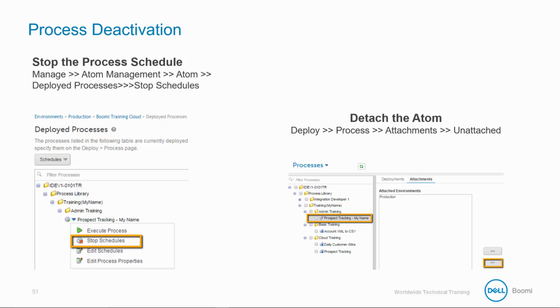We've explored some of the key administration features for the production process, so now let's review the ways we can deactivate a process to prevent it from running on an atom. This is important in emergency situations where data needs to stop syncing. To stop the process, schedule via manage atom deployment, and we're going to detach the atom via deploy process attachments.